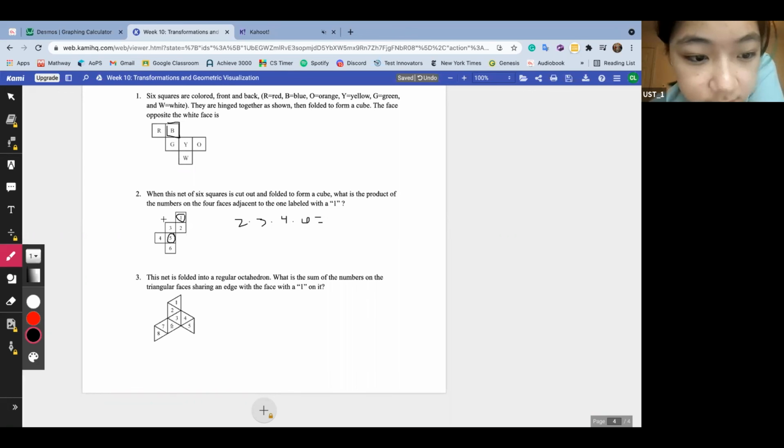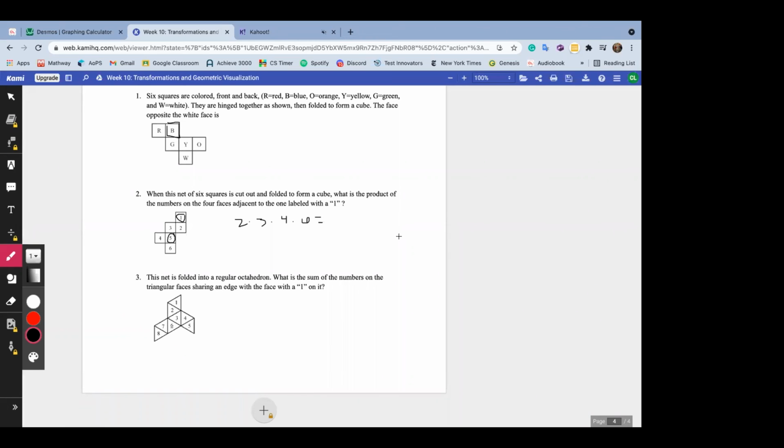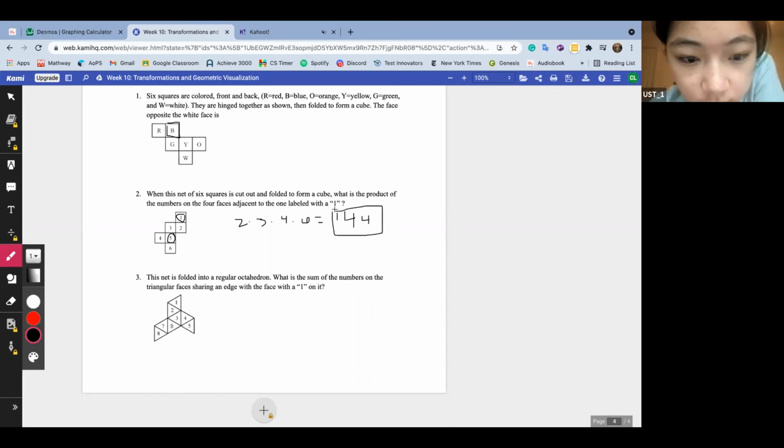Okay, so now you'll just see that 5 is opposite, so 5 can't be adjacent to 1. That means the 4 that are adjacent are 2, 3, 4, and 6. It asks for the product of them. So if you multiply them, it equals 24 times 6. So that equals 144. So the answer is 144.